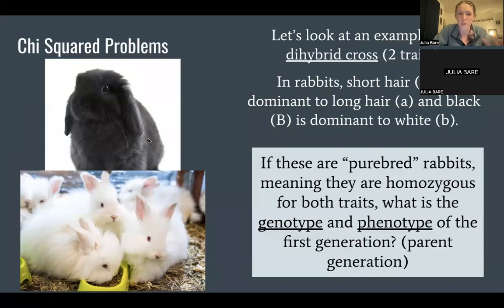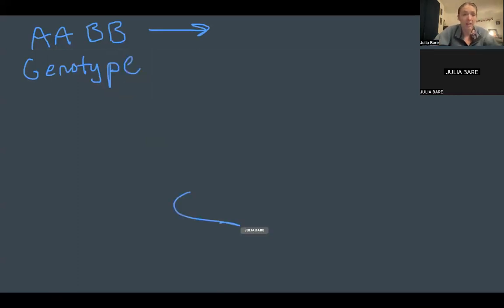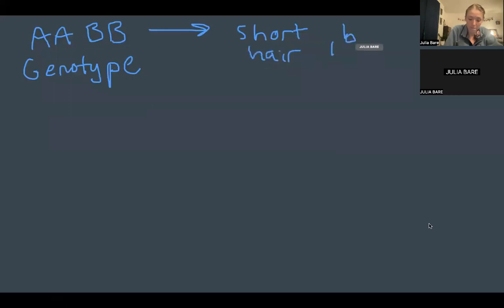I'm going through this pretty slow at first just because I want to give everyone plenty of time to practice. Okay. So short hair is going to be dominant to long hair and black is going to be dominant to white. That means that we are going to have an individual that is homozygous dominant for both traits. And this is going to give us a genotype of big A, big A, big B, big B. Oh, excuse me, big A, big A, big B, big B. And then the phenotype is going to be short hair, black.